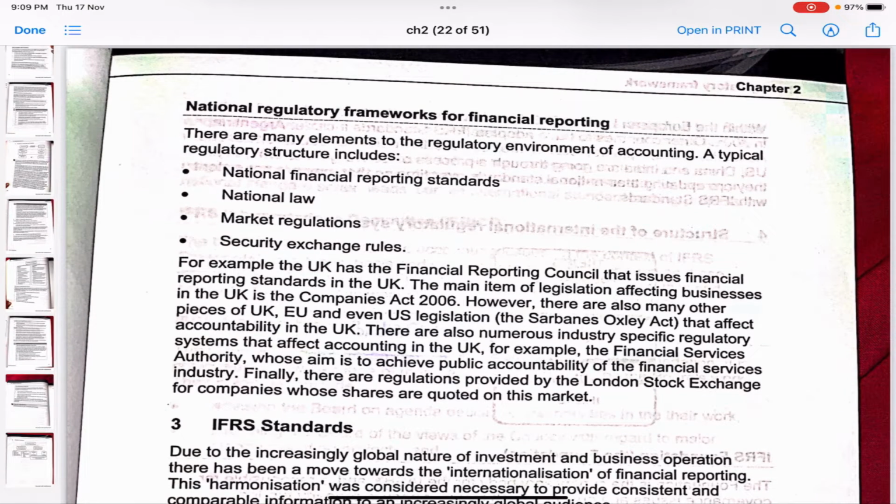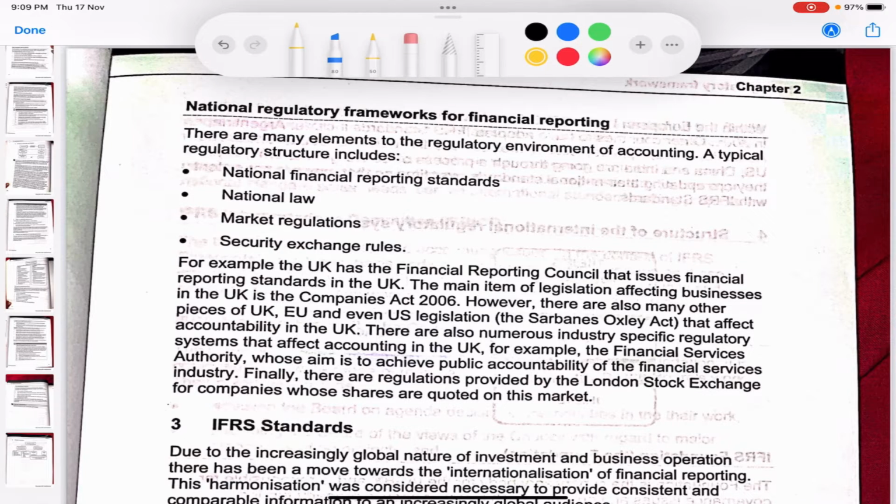So now let's read about what national regulatory frameworks there are for financial reporting. So let's talk about that. What is the national regulatory framework? Keep in mind that we are doing ACCA and they speak about the UK only. There are many elements to the regulatory environment of accounting.